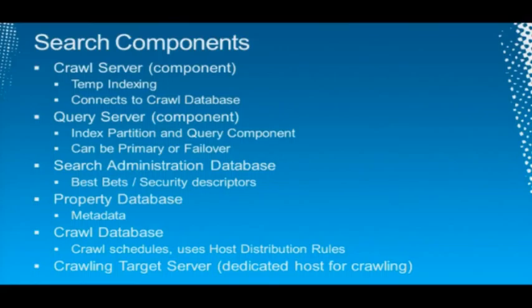We've got a search administration database, which is where SharePoint stores things like the best bets and the security descriptors. We've got the property database, which is where, when we're crawling content from the search process, we're catching things like permission structures from NTFS files and from SharePoint permissions, and we're picking up metadata from the content that we're crawling. The property database is where all that information is stored.